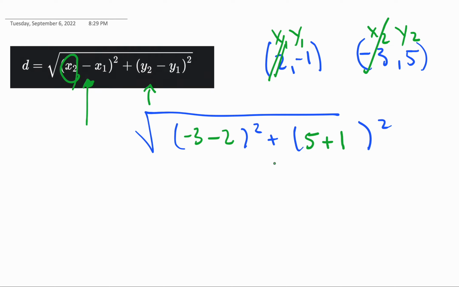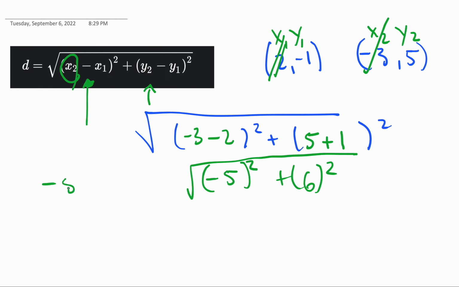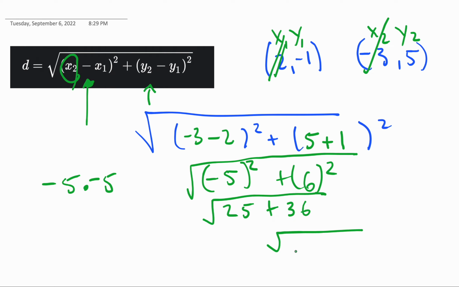Then from there, what we're going to do is we do our addition. -3 minus 2 is -5. And then 5 plus 1 is 6. And then we want to remember, anytime you square a number, it means a number times itself. -5 times -5. When you multiply a negative times a negative, it becomes +25 plus +36. And our final answer is going to be the square root of 61. So that is how we do the distance formula.